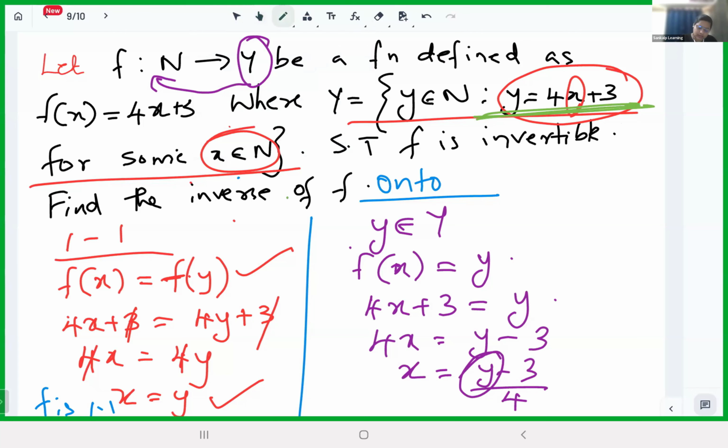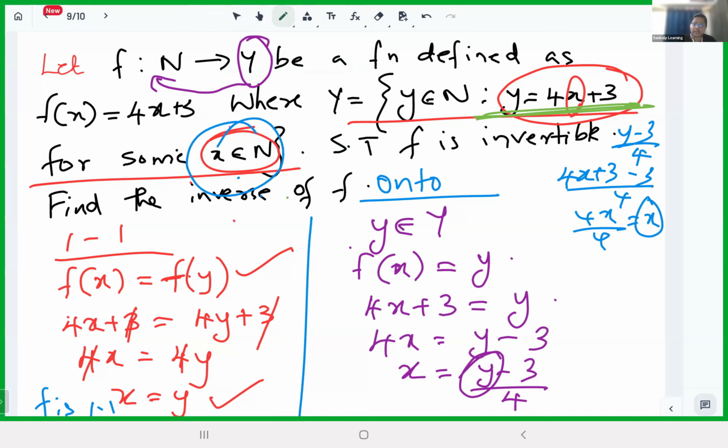So how can you rewrite this? If I put 4x plus 3 in place of y, consider (y minus 3) by 4. If I put 4x plus 3, then minus 3, by 4, that means 4x by 4, that is equal to x. And this x definitely belongs to the set of natural numbers. So we can say that this belongs to the set of natural numbers.